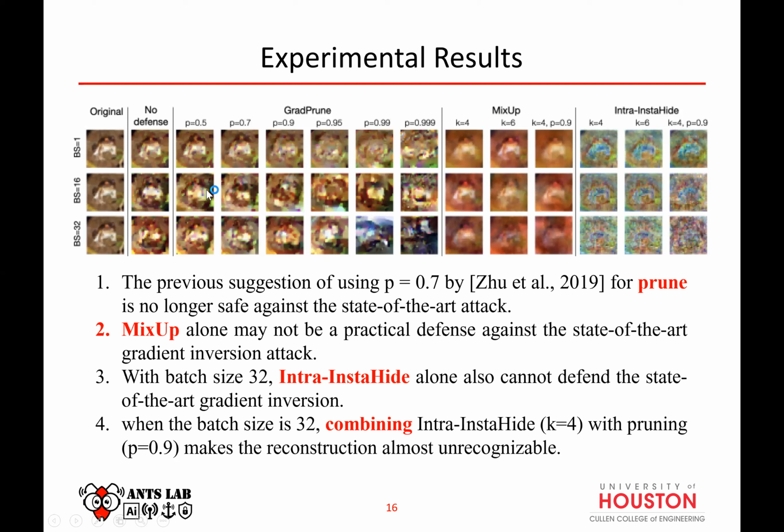We can see that without defense, when batch size is 1, the attacker can recover the image well from the gradient. Increasing the batch size makes it more difficult to recover well, but the recovered images are still similar to the original one. And when using gradient pruning, in the first paper, they pruned 70% and could defend well.